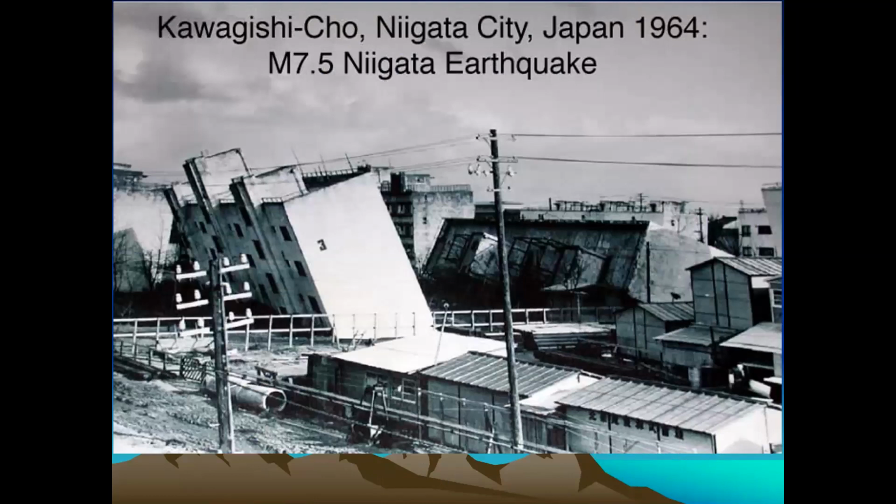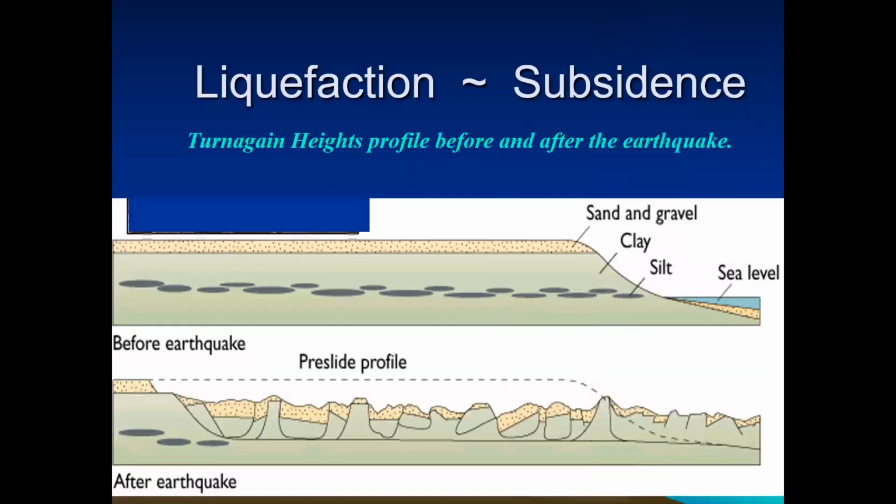Here's another view of Japan. It's kind of surreal to see buildings just leaning over like that. It's like they're defying gravity almost. So this was the soil profile at Turnagain Heights. Again, you see sand and gravel, clay, silt, no solid rock in here at all. So give that a shake. It's like a mud milkshake at that point, and everything collapses then. And if you've built anything on top of it, then it's going to collapse too.